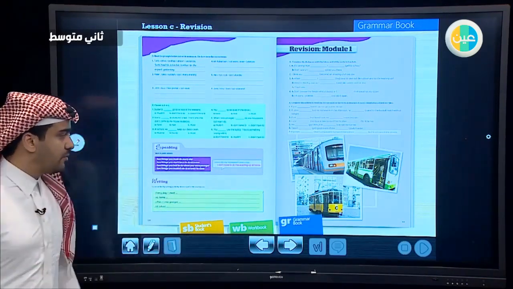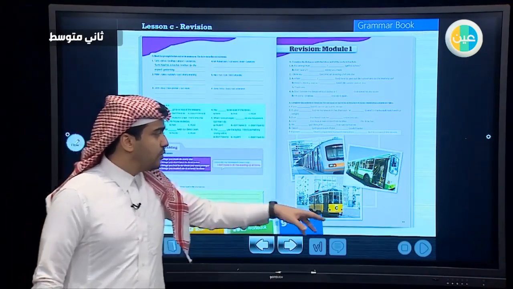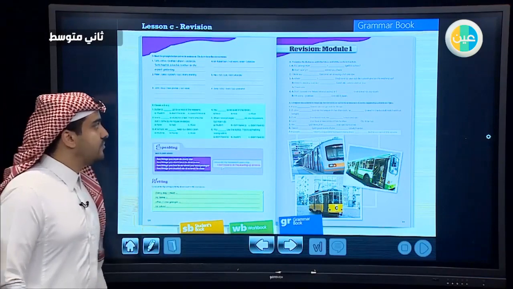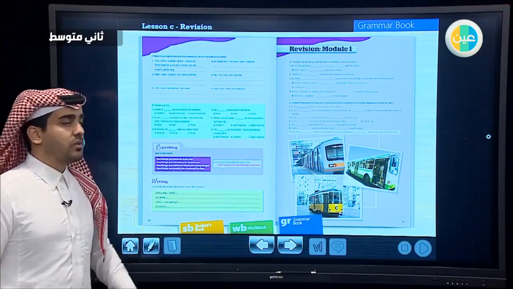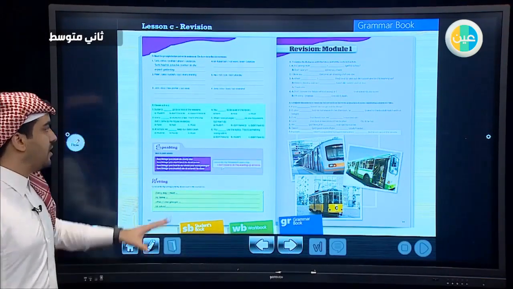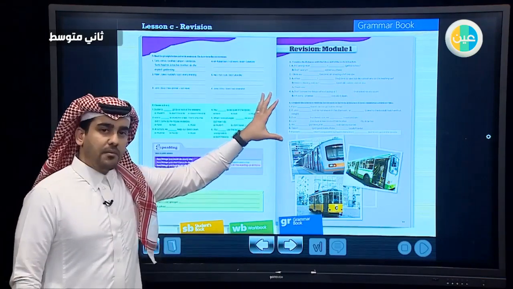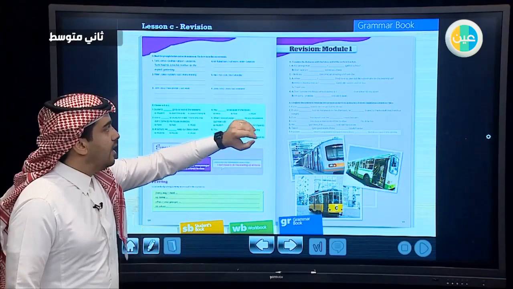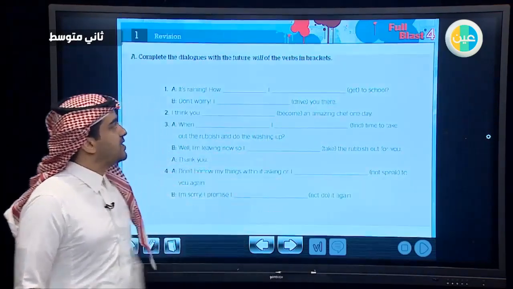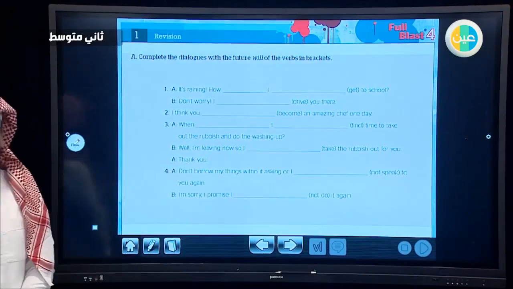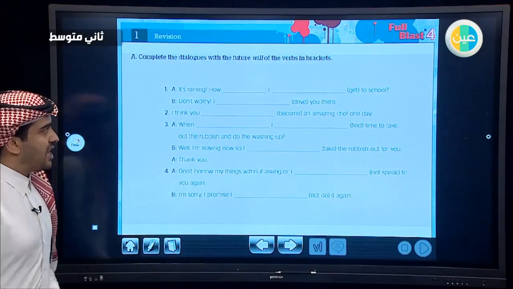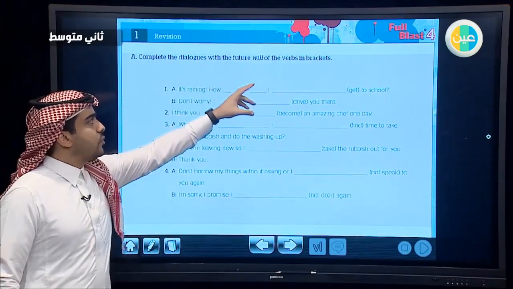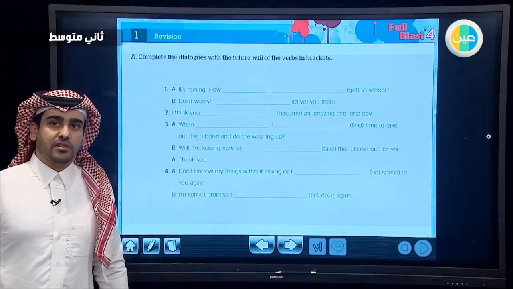Okay, so if you have your book at hand, please open your book to page 139. Page 139. Okay, so when you open your book to page 139, you will see this page, okay? So let's start with revision for module 1 and let's start with exercise A. Okay, so on exercise A, it says complete the dialogues with the future will of the verbs in brackets, okay?